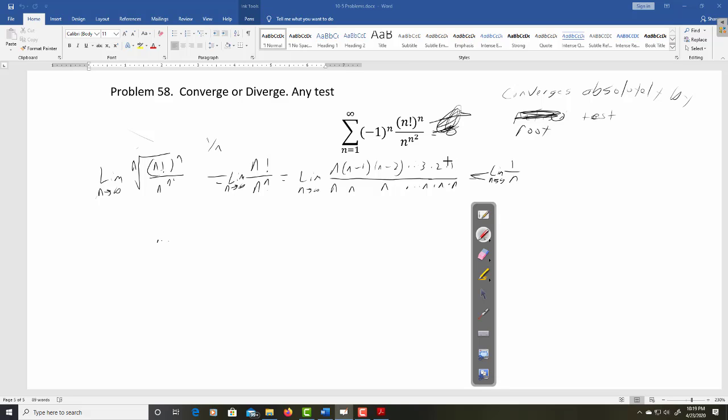Because 1 over n is this, and 2 over n is smaller than 1. 3 over n is smaller than 1. The only one that's not smaller than 1 is n over n. So multiplying by all of these just made 1 over n smaller. So this is less than just 1 over n. This goes to 0. This is non-negative, so this has to go to 0 as well. And then that's our answer. So rho is 0. That's less than 1. So converges absolutely by root test.